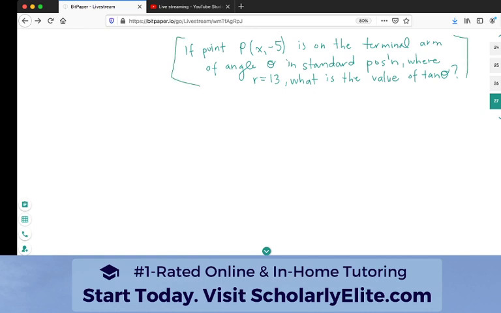So here's our question. If point P, x value unknown, y value -5, is on the terminal arm of angle theta in standard position where r equals 13, remember r means radius, what is the value of tan theta? Okay, we can solve this. This is no problem.